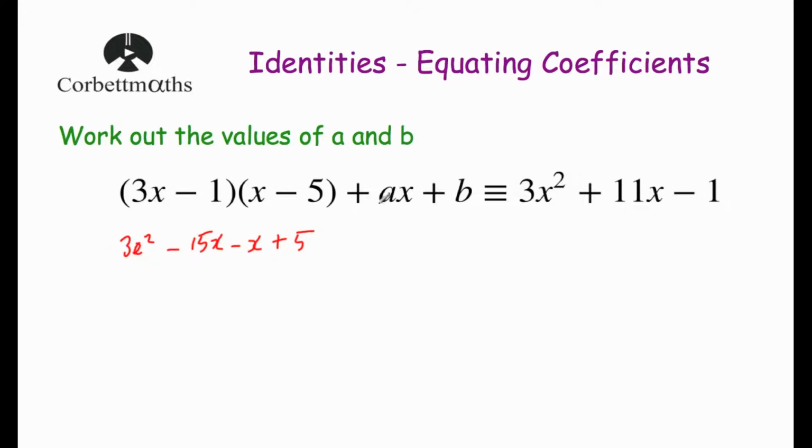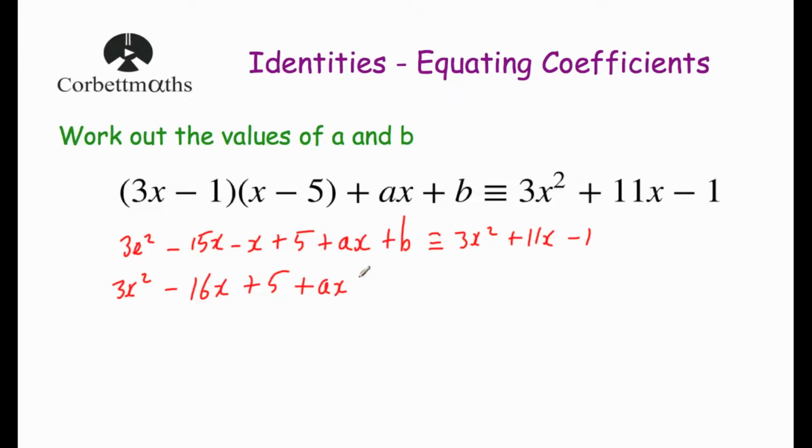And then we've also got our plus ax plus b, and that is equivalent to 3x squared plus 11x minus 1. Now let's simplify this left hand side. We've got our 3x squared, we've got no other x squared terms, we've then got minus 15x minus x, that'd be minus 16x. We also have our plus ax. Well, we can't add, because we don't know our value for a, we can't really do anything with that. Let's just write our minus 16x, we've got our plus 5, and then we've got our plus ax and our plus b. And that's equivalent to 3x squared plus 11x minus 1.